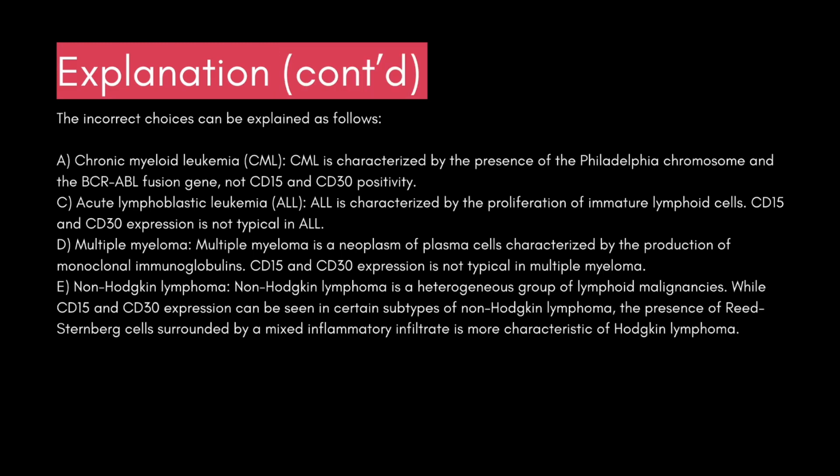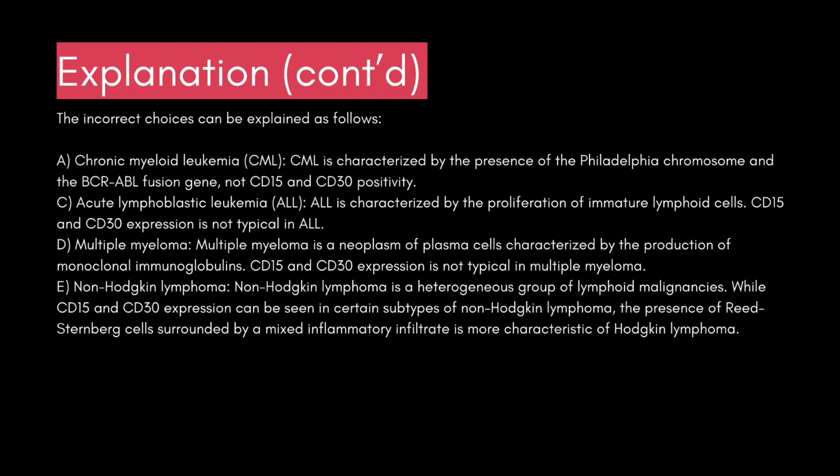Chronic myeloid leukemia, CML, characterized by the presence of the Philadelphia chromosome and the BCR-ABL fusion gene, not CD15 and CD30 positivity. Acute lymphoblastic leukemia, ALL, characterized by the proliferation of immature lymphoid cells. CD15 and CD30 expression is not typical in ALL. Multiple myeloma. Multiple myeloma is a neoplasm of plasma cells characterized by the production of monoclonal immunoglobulins. CD15 and CD30 expressions are not typical in multiple myeloma.